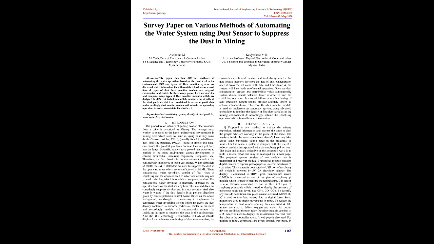The receiver module consists of a PC which is used to display the information received from the robot in the controller room. A web page is also used. For motion of the robot, commands are given through the web page.